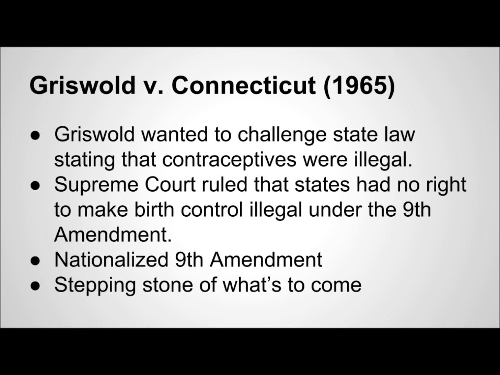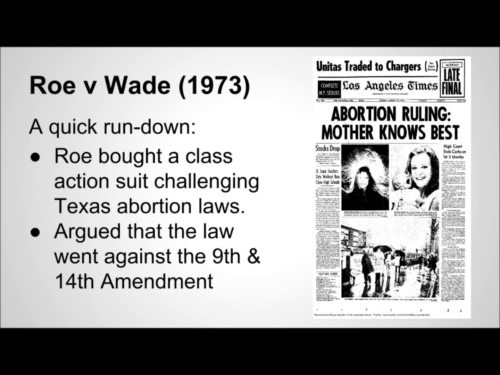The first case I'll be talking about is Griswold versus Connecticut. Griswold wanted to challenge a Connecticut law that made contraceptives illegal. She brought the case to the Supreme Court, who ruled that birth control was a freedom of privacy under the Ninth Amendment and therefore should not be made illegal. Griswold versus Connecticut is significant because it's the first time the Ninth Amendment was used as the right to privacy in the Supreme Court, thus nationalizing this interpretation of the Ninth Amendment and creating a stepping stone of what's to come.